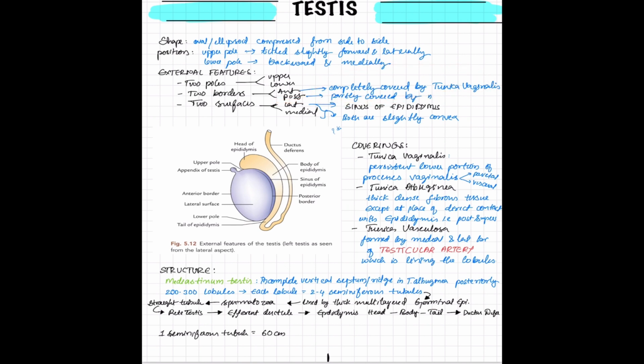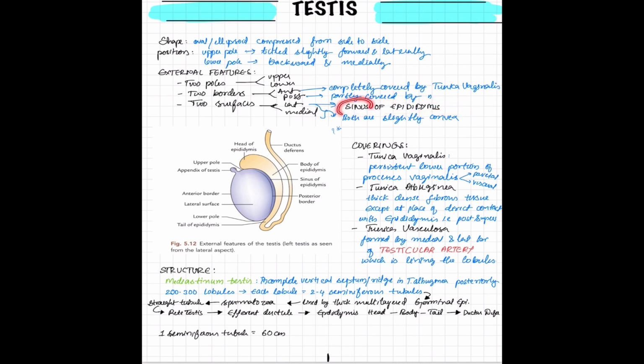Now let us come to the surfaces. There are lateral and medial surfaces. One important structure related to the lateral surface of the testes is the sinus of the epididymis.